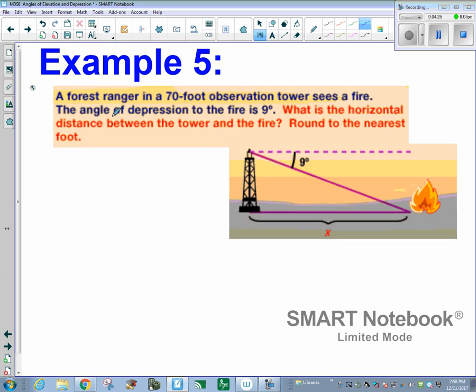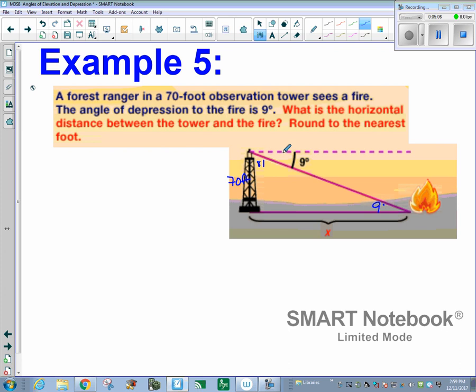All right, so then here we are at a ranger station. The ranger, in a 70-foot tower, sees a fire at an angle of depression of 9 degrees. What is the horizontal distance between the tower and the fire? Well, we see this angle of depression going down, and you may notice that this side over here is 70 feet. That's what they told us. It's a 70-foot tower. And we're trying to find x down here. Well, if this is 9, this angle over here must be 90 minus 9, or 81 degrees.